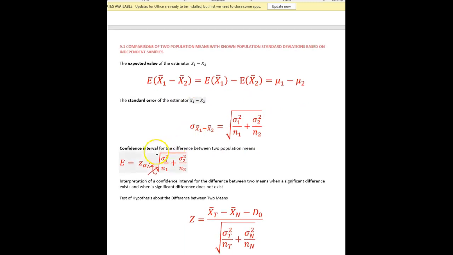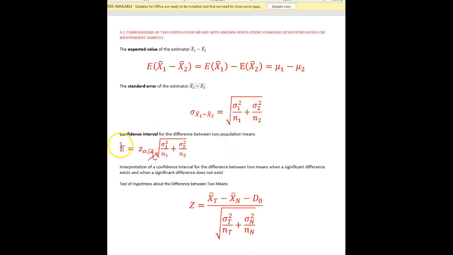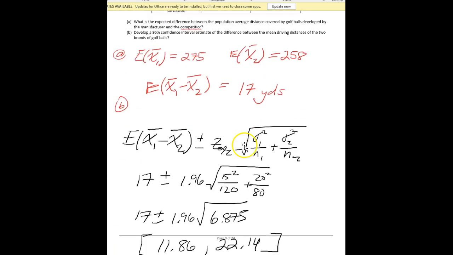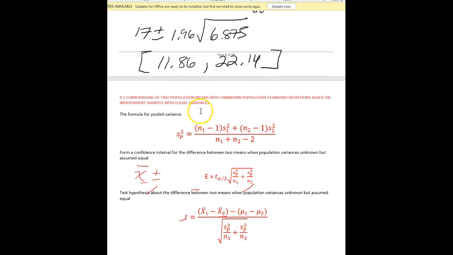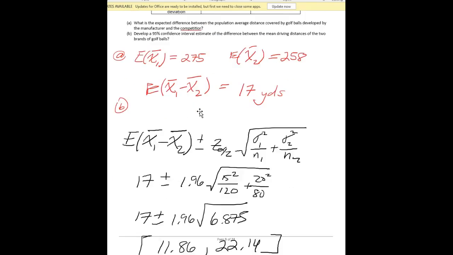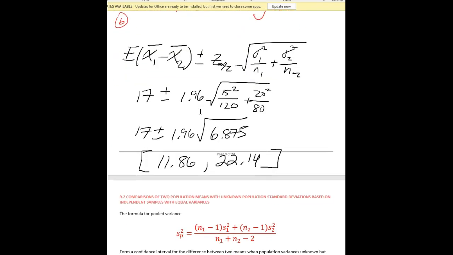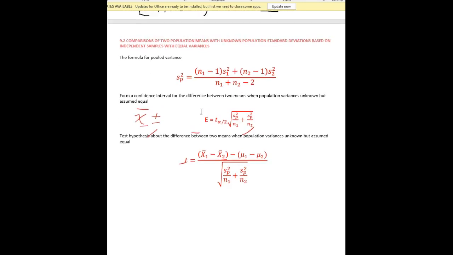Okay, so this was our confidence thing, our z alpha half times our standard error, and that's just going to be our mean plus or minus that, so our x bar, so our expected value of the difference. So that is that, ladies and gentlemen, for 9.1. So that's just finding the expected value of the difference and finding a confidence interval for that.